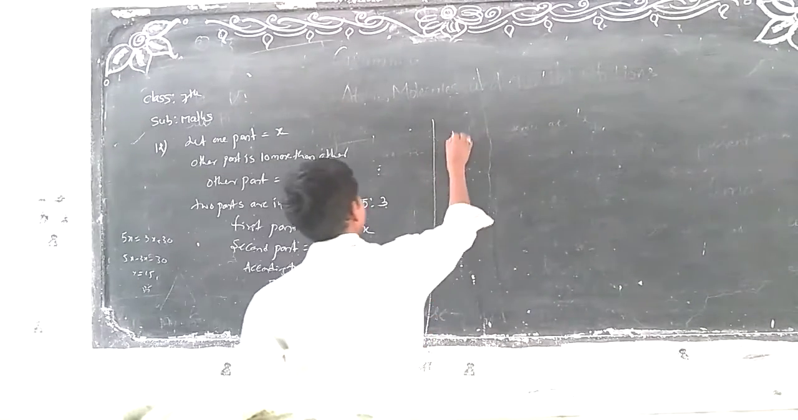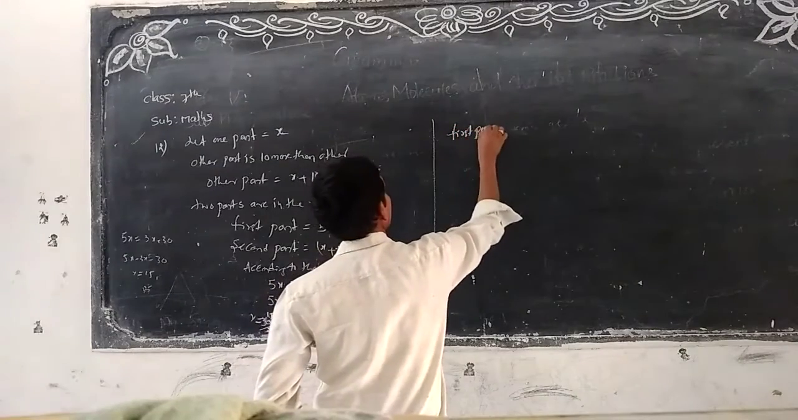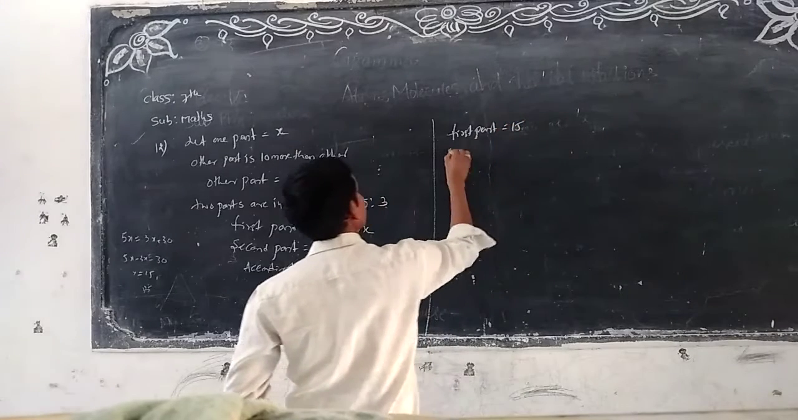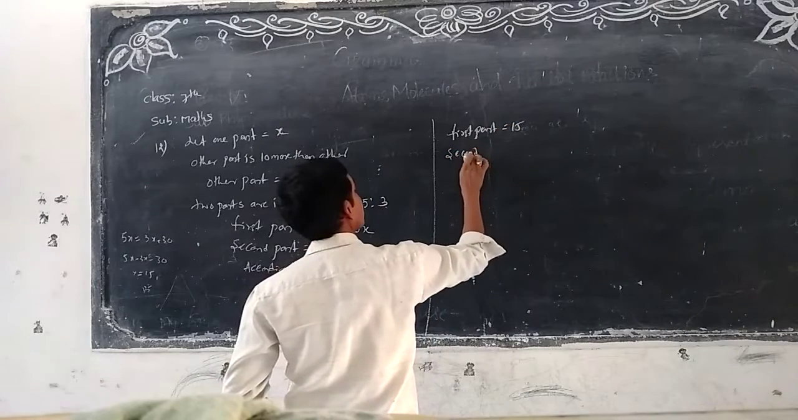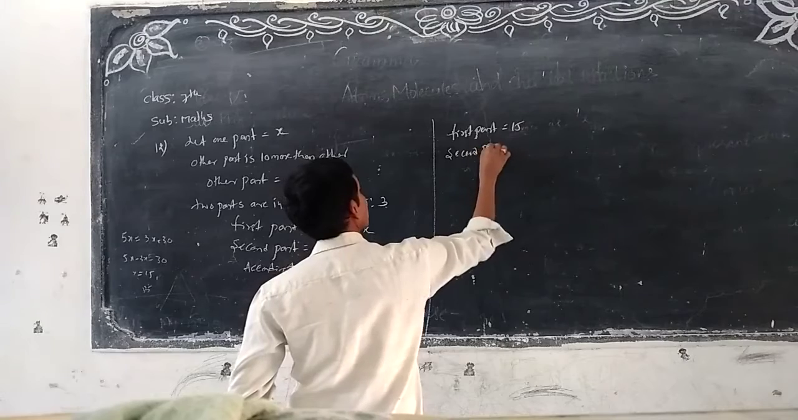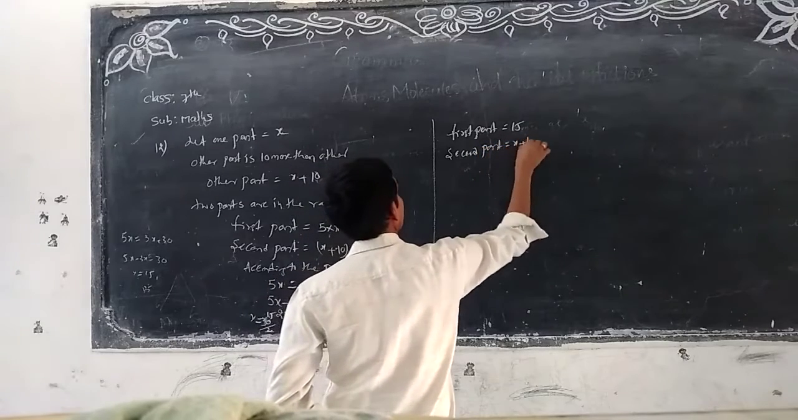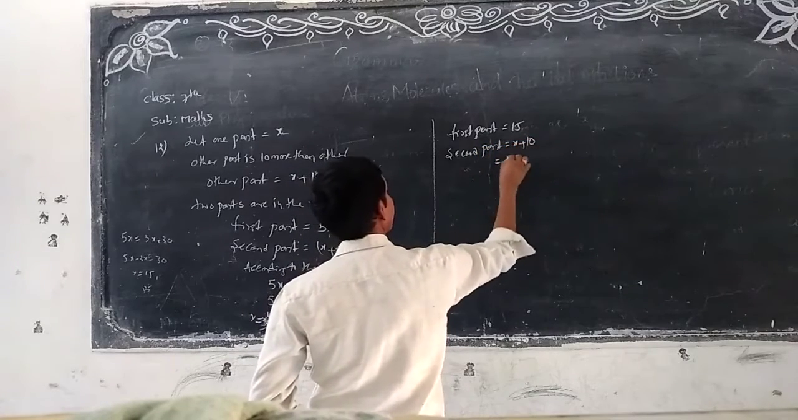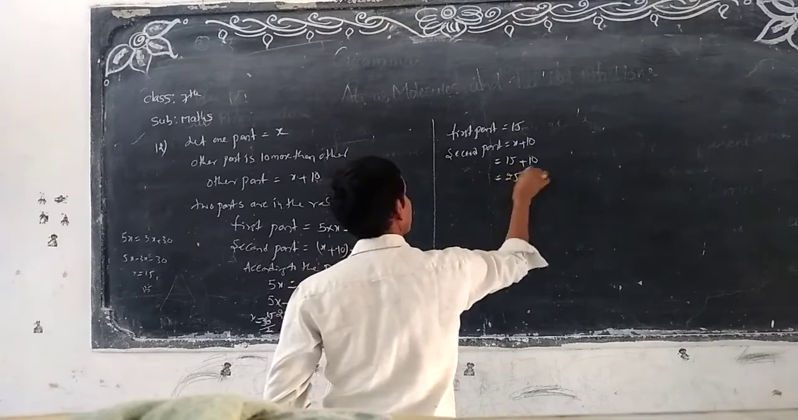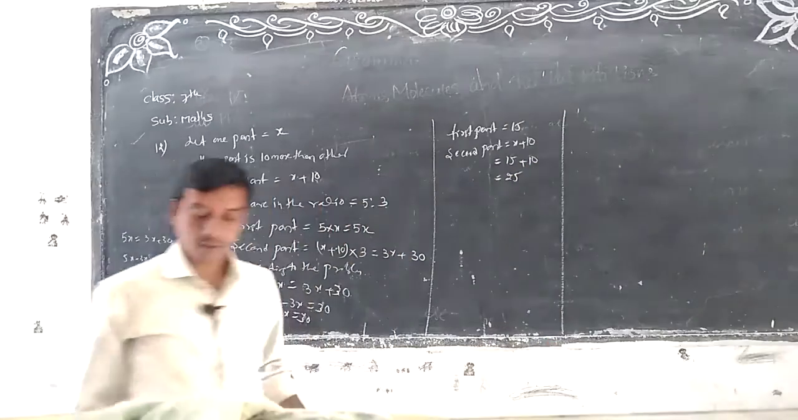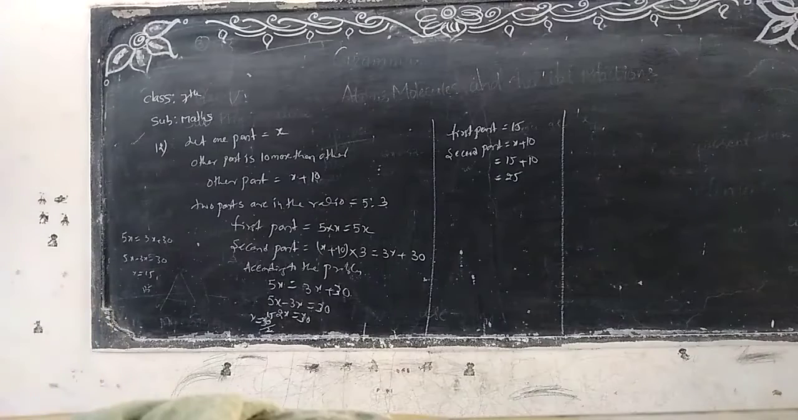So what is the first part? The first part is equal to 15. Second part, x plus 10. What is the part? 15 plus 10, that is 25. Okay. Next.